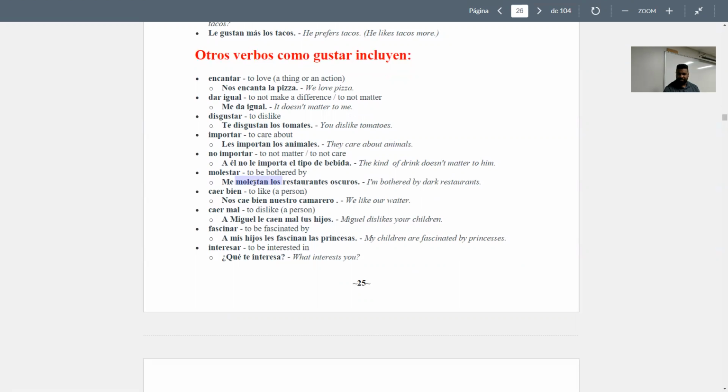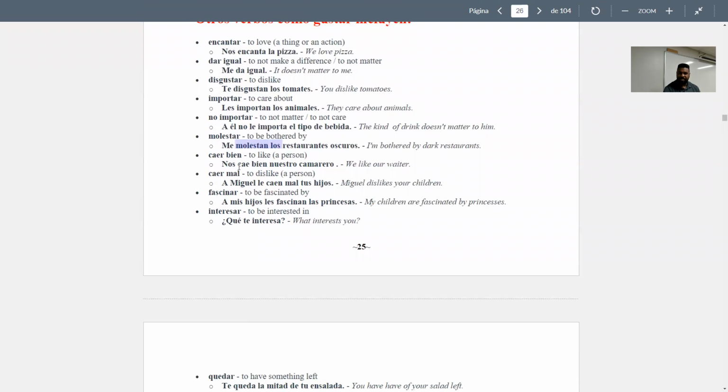It is where we get the word, I don't even want to say it, to molest in English, but it's not the same thing. Yeah, it's totally benign in Español. Not so much in English.